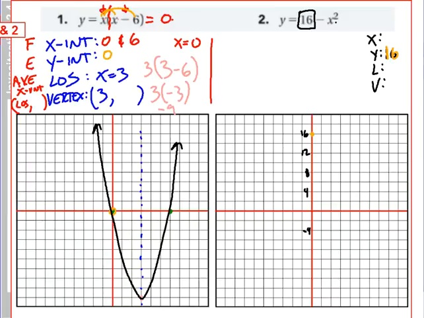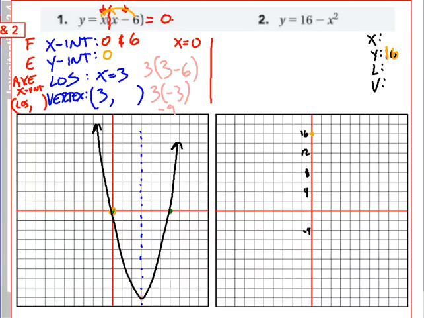My x-intercepts are found in the factored form expression, and this is not factored. So let's look at this. We have 16, and we're subtracting x squared. Is there a greatest common monomial that I can factor out here? Is there a number or a letter that goes into both 16 and x squared? No, because one's a letter and one's a number, and they don't share anything in common.